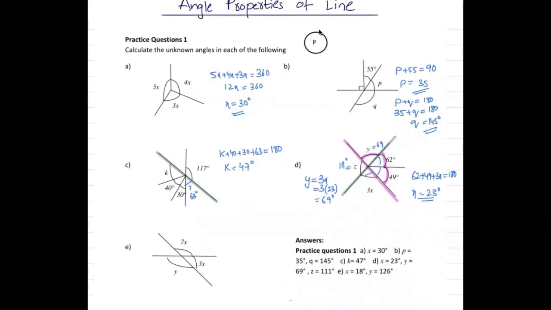All right, part E. So 7x plus 3x must add up to 180. So 10x equals 180. So x is 18. And y and 7x are vertically opposite angles. So y is equal to 7 times 18, that is 126.